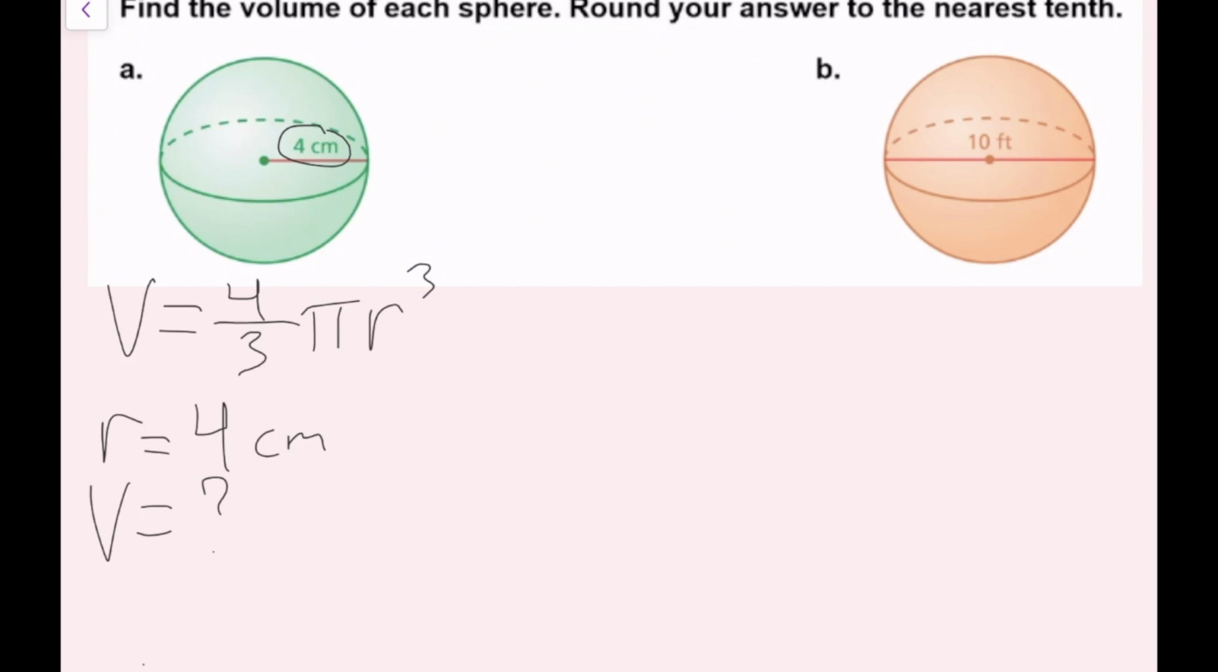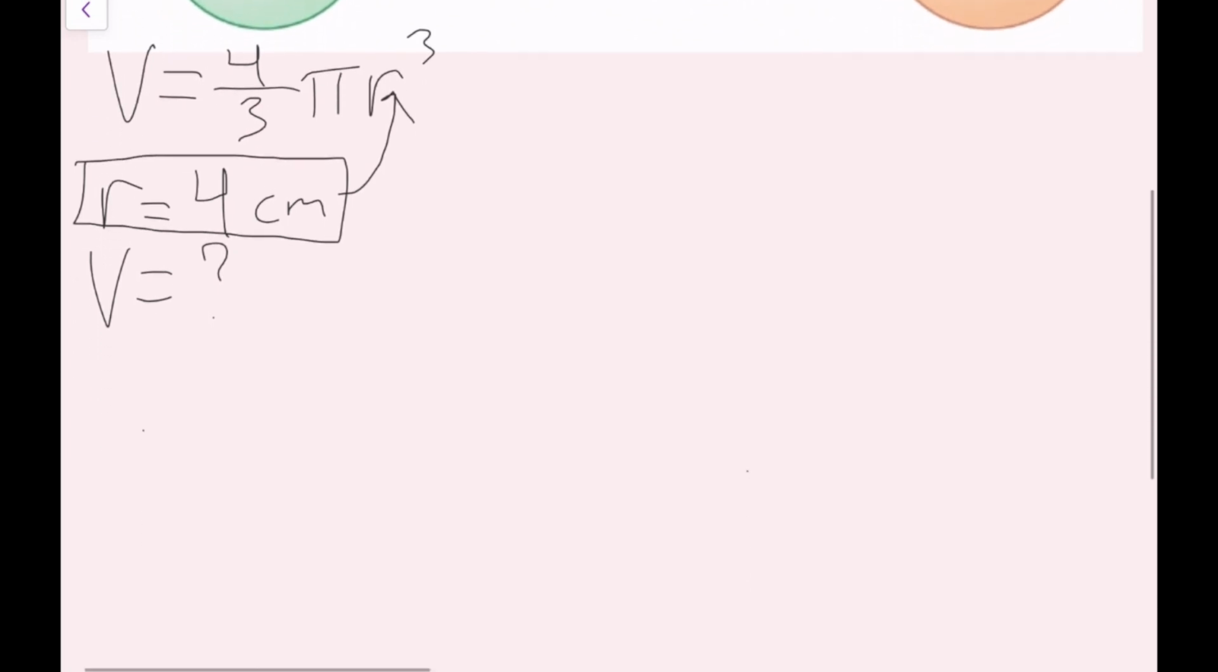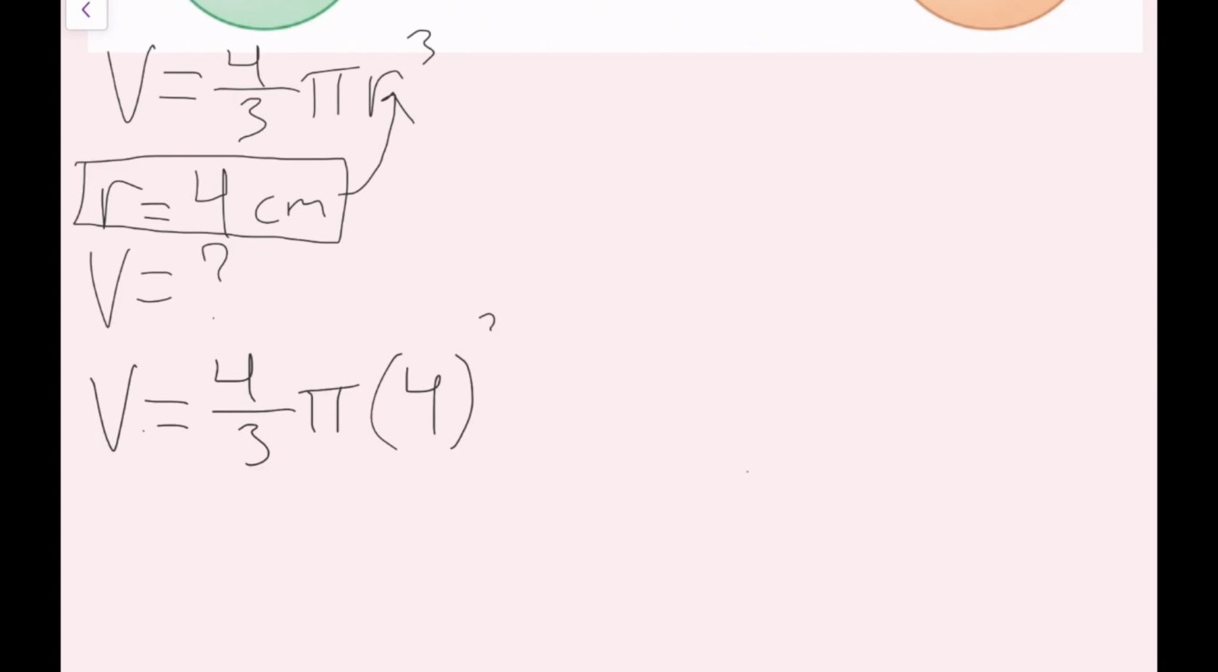So now what we can do is just plug in our value for the radius into r cubed and then rewrite our equation. So that's going to look like this. V equals 4/3 pi and then 4 in parentheses cubed. Remember to always plug in with parentheses. So now I'm going to simplify this.